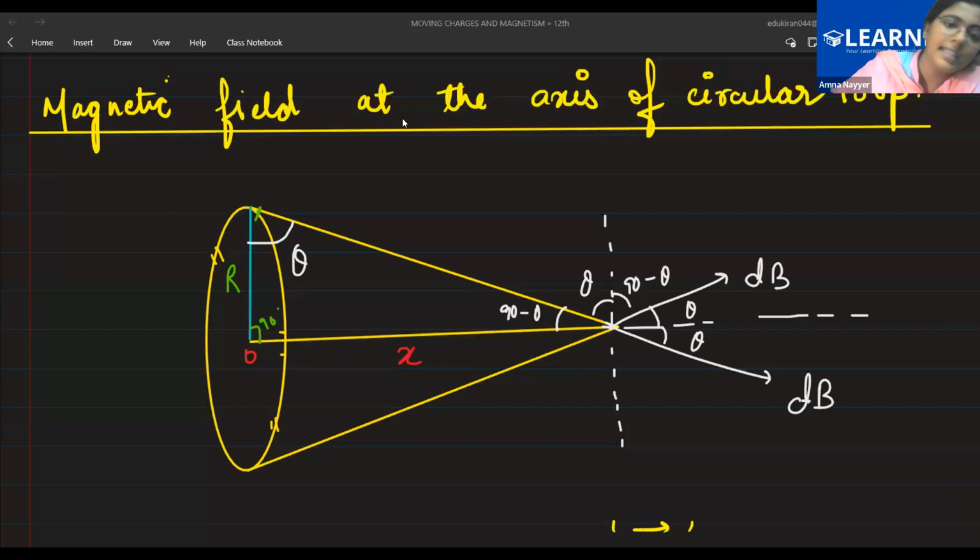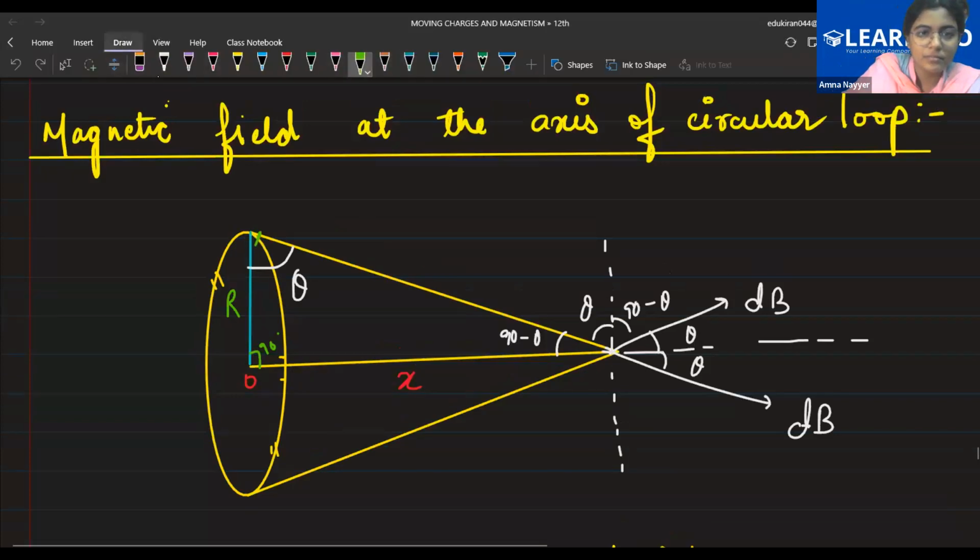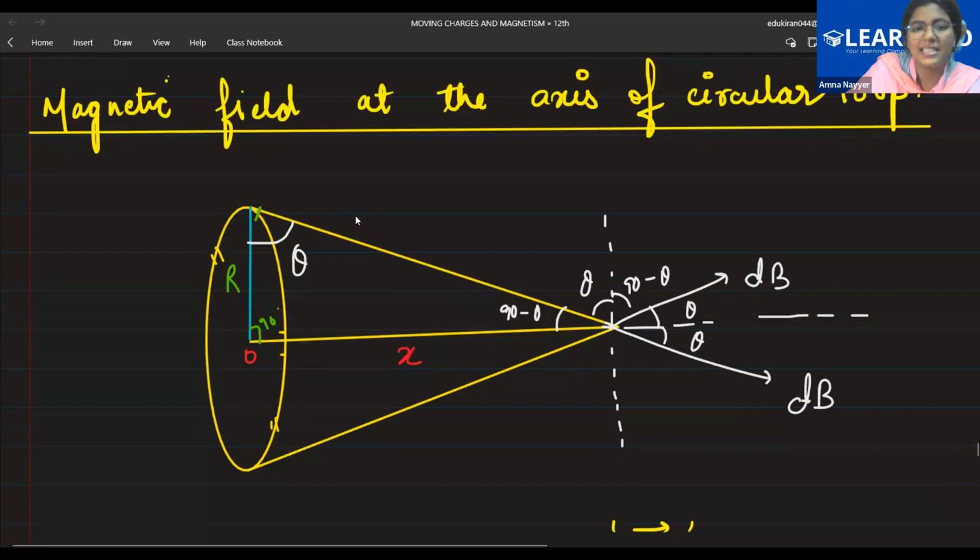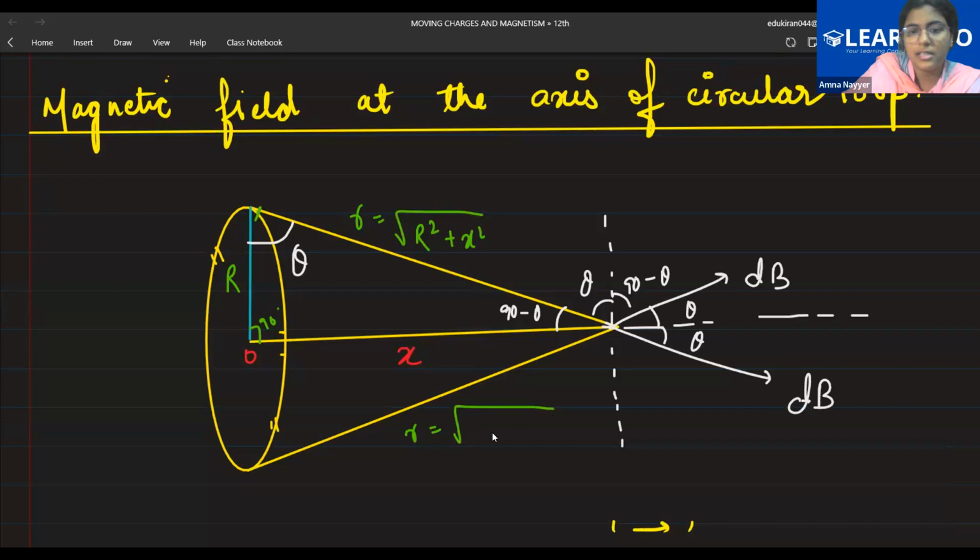Now, what all things you have to remember? Firstly, this is the circle. It has the radius R. This is the axis and the point is separated by x distance from the center. From the periphery, if we extend these two, this is the point where they meet. This is R, this is x. So let's say this is small r, this is also small r. Small r will be equal to under root R square plus x square. Here also this is equal to under root R square plus x square. This is the separation.